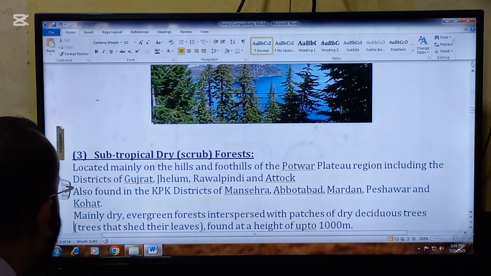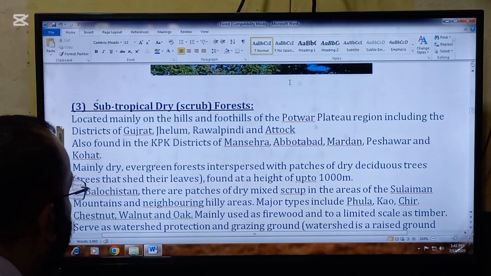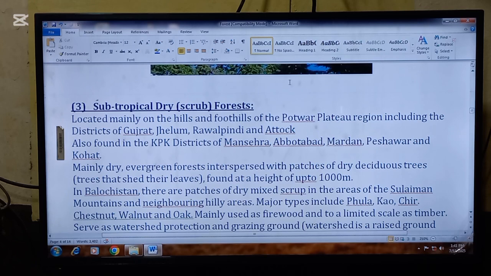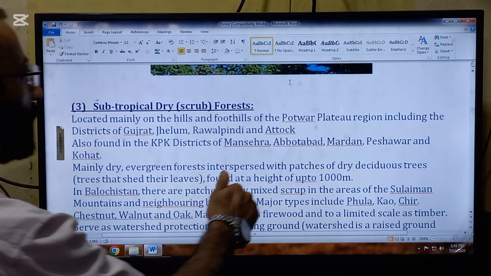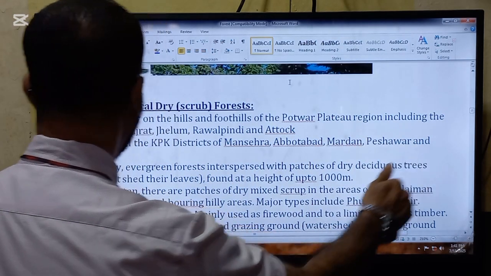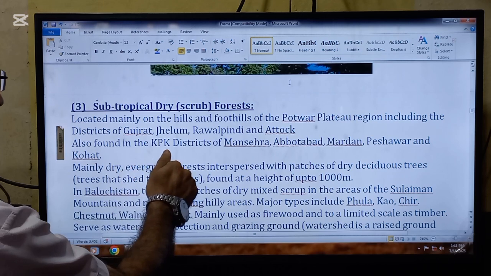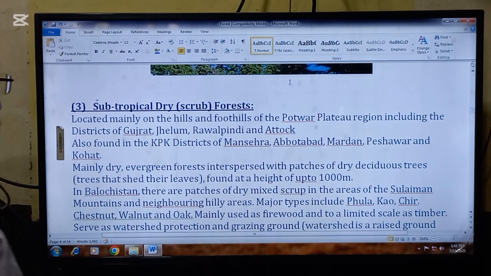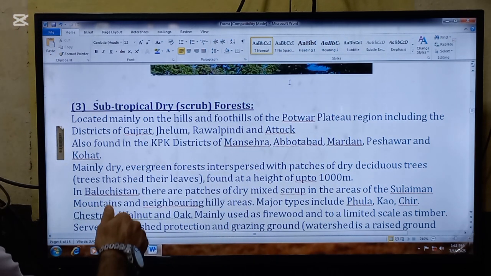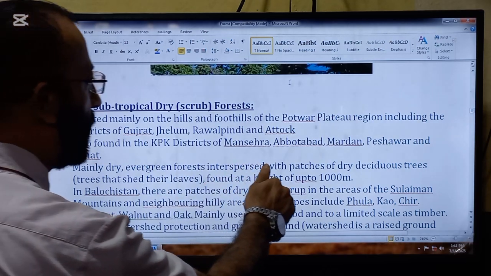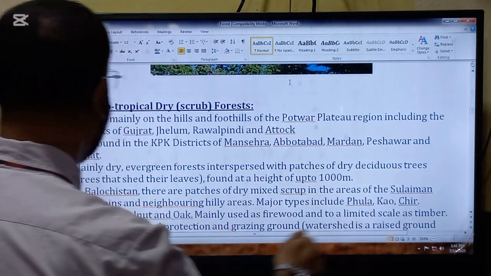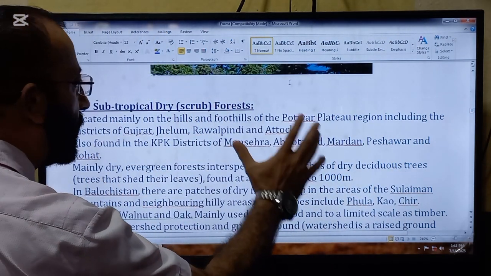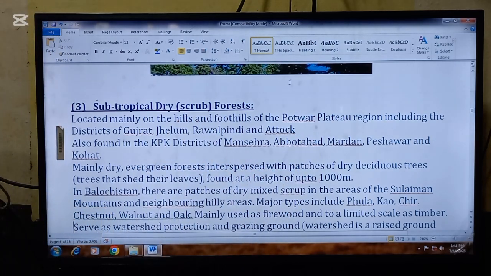The next we are going to read subtropical dry forest. Located mainly on the hills and foothills of the Potohar Plateau region, including the districts of Gujrat, Jhelum, Rawalpindi and Attock. Also found in the KPK districts of Mansehra, Abbottabad, Mardan, Peshawar and Kohat. So these are the areas where they are found.